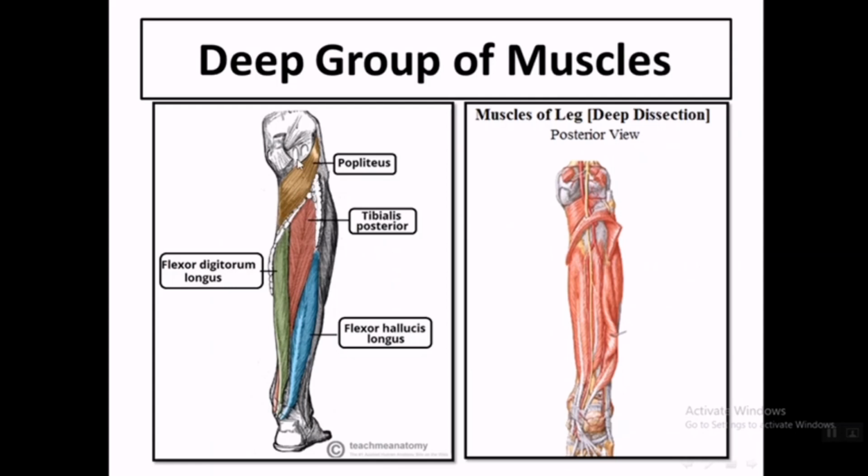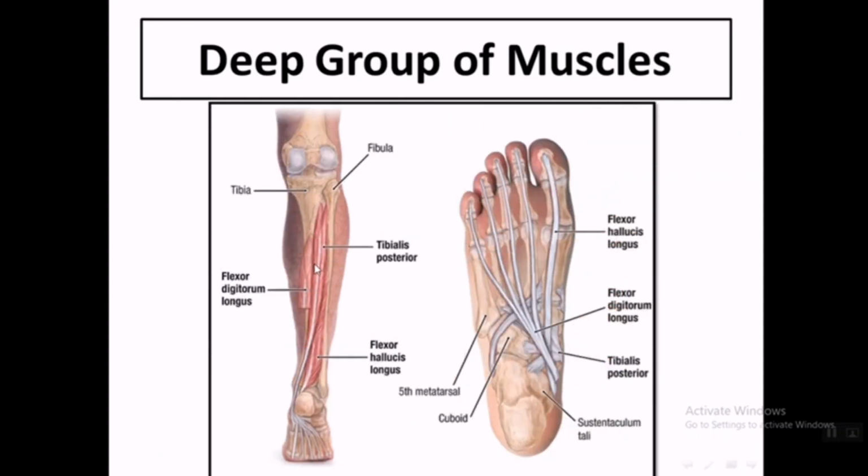In the deep group, we have the popliteus muscle here, which is triangular in shape. Next, we have the tibialis posterior, flexor hallucis longus, and flexor digitorum longus. Here we have the tendons of these muscles that pass to be inserted into the sole of the foot. This is flexor hallucis longus, which passes to the distal phalanx of the big toe. These are the tendons of flexor digitorum longus that pass to the lateral four toes' distal phalanges, on the tendon of tibialis posterior.